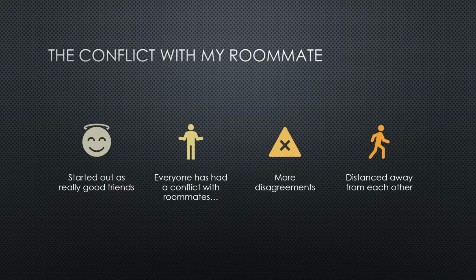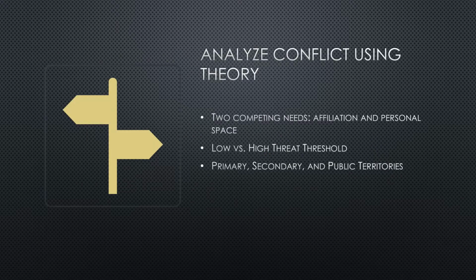But then those few conflicts, far in between, turned into more and more disagreements. It seemed like it went from every month to once a week to every day. And so we started distancing away from each other. These disagreements really were everything from doing the dishes a certain way to where we were leaving stuff around the apartment. And it seemed like every single time we got a chance to pick each other apart, we took it.